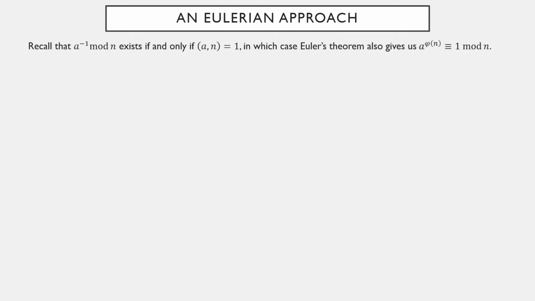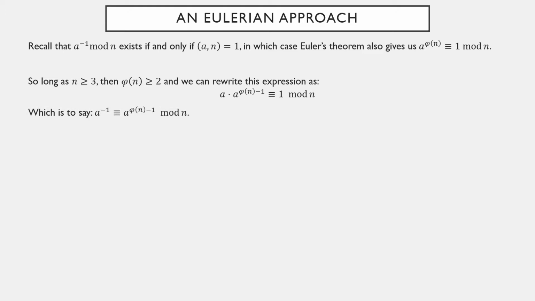Well, recall, a inverse modulo n exists if and only if a and n are relatively prime. But under this scenario, a to the phi of n is equivalent to 1 modulo n. Since phi of n is going to be at least as large as 2, we're going to rewrite this as a times a to the phi of n minus 1 is equivalent to 1, instead of just a to the phi of n is equivalent to 1. But observe what we have now is a times something is equivalent to 1 modulo n. In other words, we have found the inverse. a inverse is equivalent to a to the phi of n minus 1 modulo n.